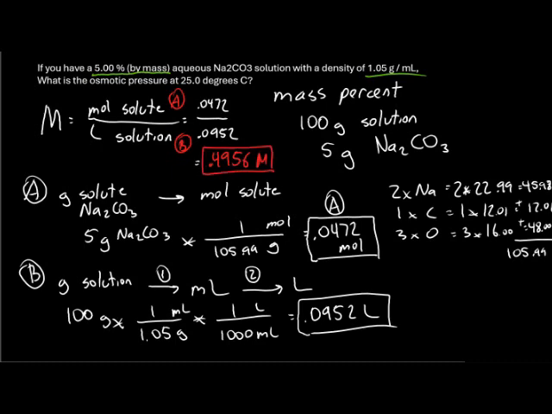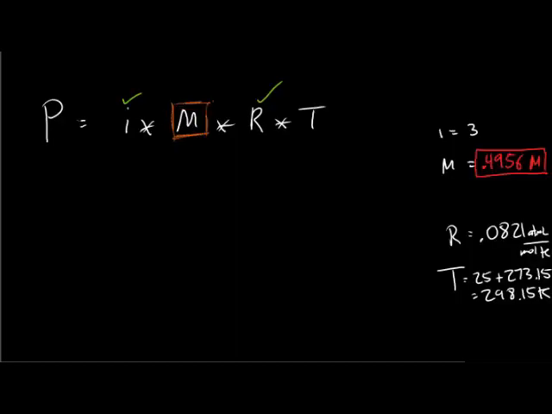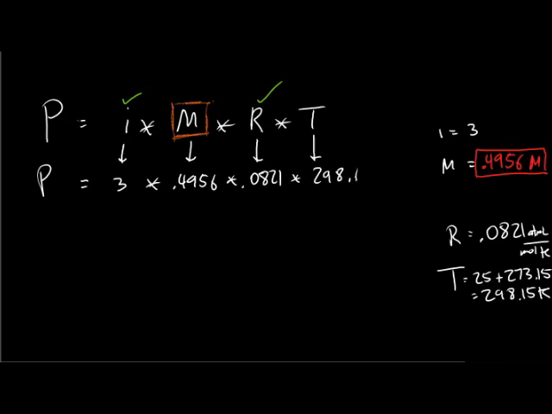Now that we have the molarity, let's have one last look at our equation. Our pressure is equal to I, which is 3, times the molarity, which is 0.4956, times the R, which is 0.0821, times the temperature, which is 298.15. Multiply all of those together in the calculator. When we multiply, we end up with 36.4 atmospheres. This will be our osmotic pressure for the solution.